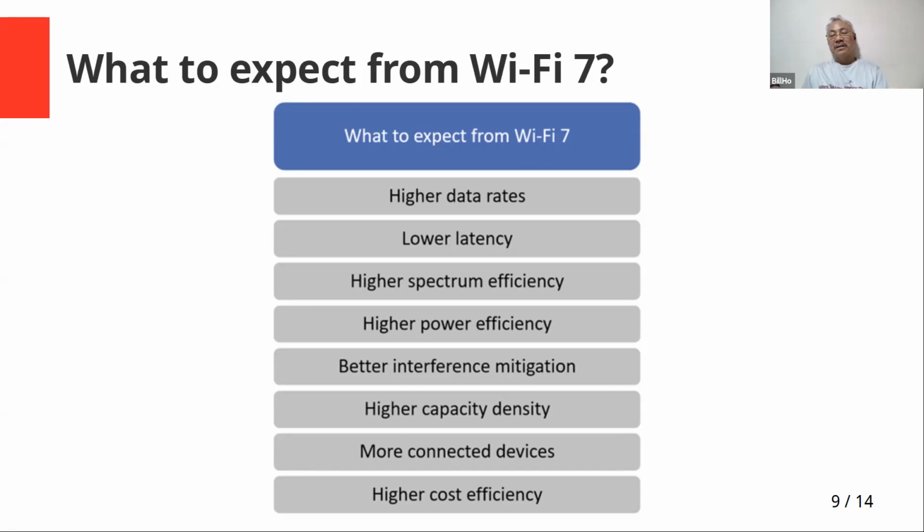Interference mitigation, because you have 16 antennas, so they will be able to pick the best signal from these 16 antennas. That's why your interference can be mitigated. Higher capacity density, because they're using many frequency bands. With 16 antennas, you can have more connected devices. So they try to achieve higher cost efficiency and a better power efficiency.